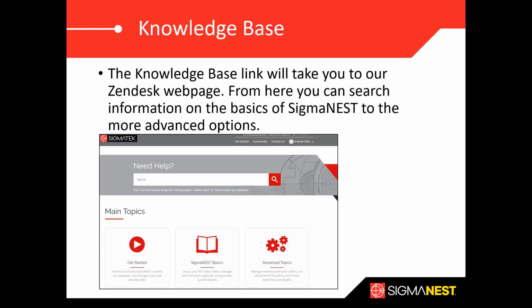The next option button that we had on the home page was the knowledge base. The knowledge base link will take you to our Zendesk web page. From here, you can search information on the basics of SigmaNEST to the more advanced options. So if you're a new user, you can get started with some basic information here. We do recommend getting some kind of training, either with our 3-day user training or training online with an engineer. However, if you just want to see some basics or you just want to review, you can definitely go in there and get some of the basics. Or if you're a more advanced user and want to see some of the options that are available to you, more nesting options that may have been added or that you forgot, you can definitely go into the advanced topics.